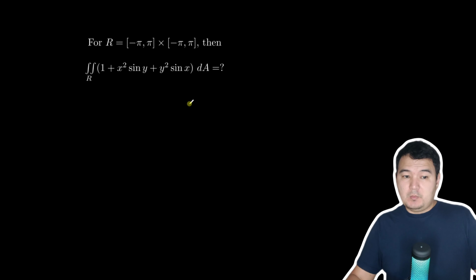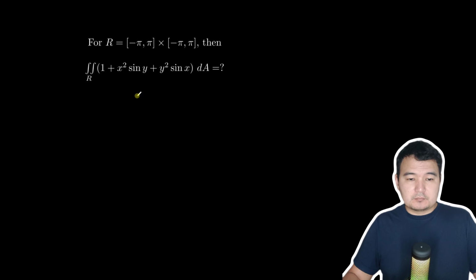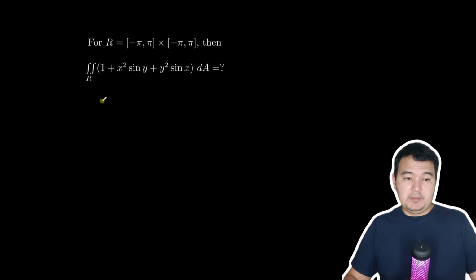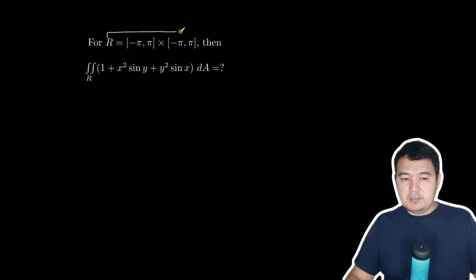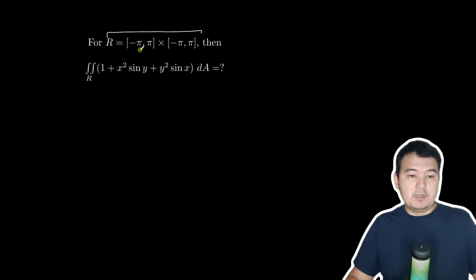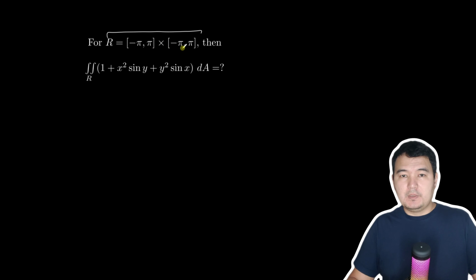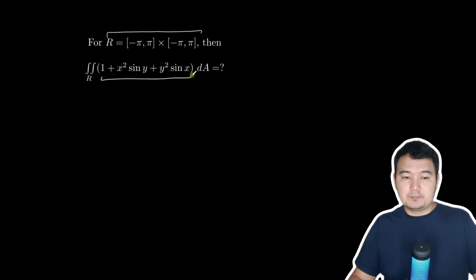We can solve this problem without any integration. The reason is symmetry. So the region is for x between negative pi to pi, for y between negative pi to pi again. And let's look at the function.